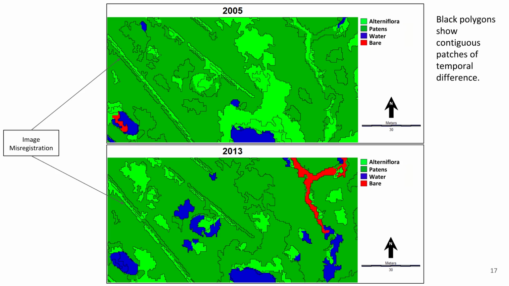Each pixel has a spatial resolution of half a meter. Therefore, misregistration error of more than half a meter can cause differences between the maps at 2005 and 2013, even when the change on the ground does not really exist. The western side of the spatial extent shows linear features, which are drainage ditches. Those ditches contain Alterniflora surrounded by Patens at both time points. The ditches appear to move south between 2005 and 2013, which is likely due to image misregistration.